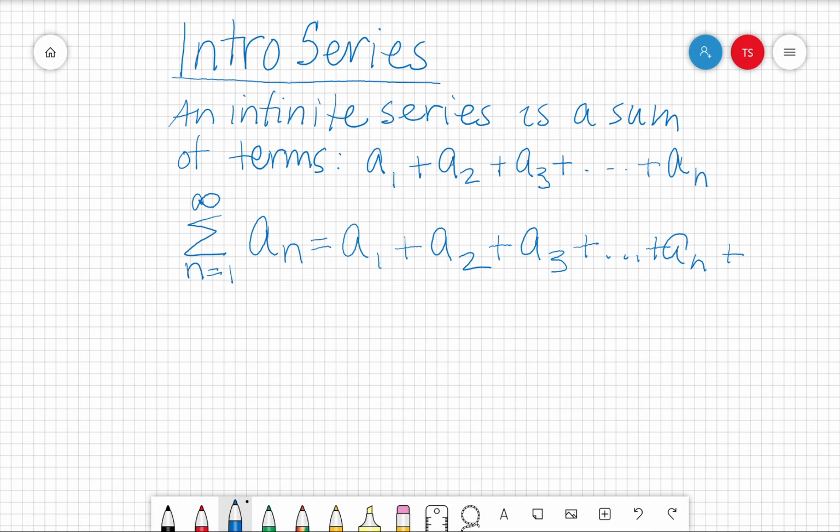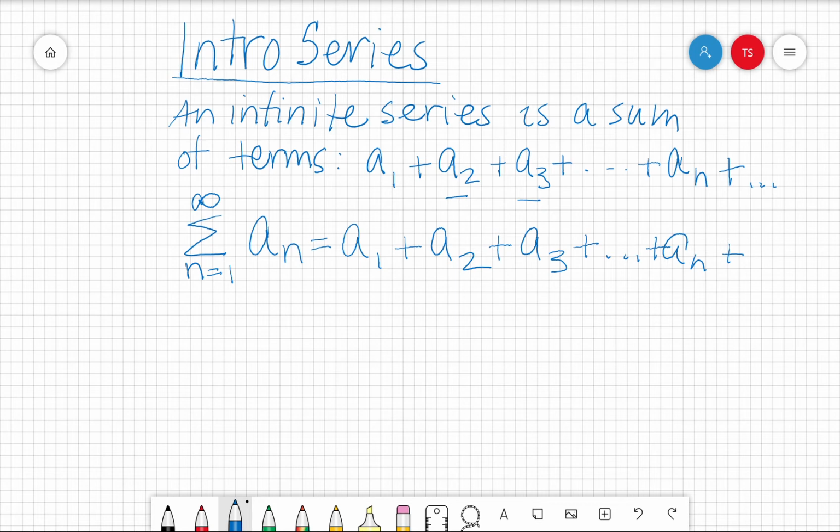Okay, so we are going to be looking at an infinite series, and a series is a sum of terms, a sub 1 plus a sub 2 plus a sub 3 plus on and on and on until we get to our nth term, and then we would continue on from there. So it's an infinite sum of numbers.